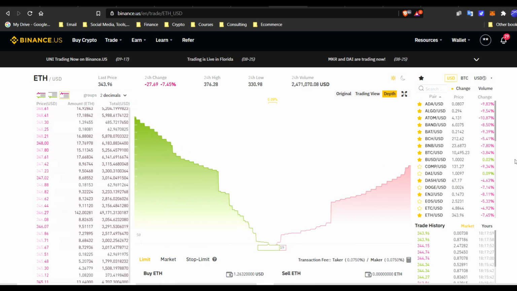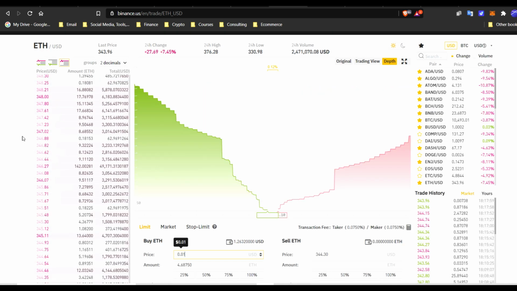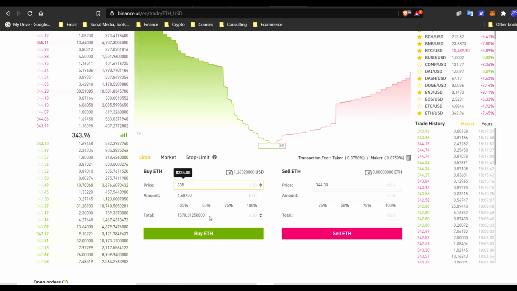All right. So as we know, we can set this order if we like it. We can also play with the price and just get really comfortable with this. If we said, oh, I don't know if Ethereum's going to go all the way down to say $320, I just want to make sure I buy some in the first place. So let's not be greedy. Let's just promise to buy Ethereum at $335 with my $1,500.